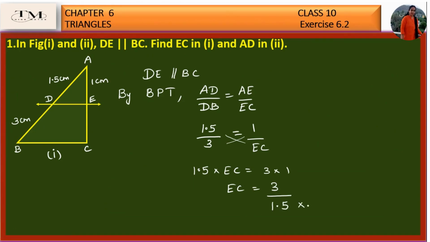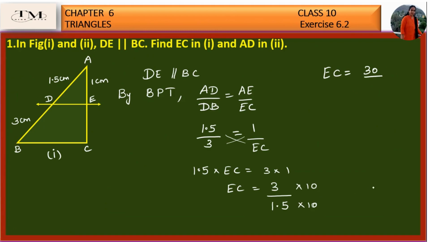So let us multiply by 10. Why are we multiplying by 10? Here the decimal point is before one number, so we should multiply by 10. If it is before two numbers, you have to multiply by 1 and two zeros, 100. So if you multiply by 10, you will get EC equal to 3 into 10, which is 30. 1.5 into 10, we will get 15.0.